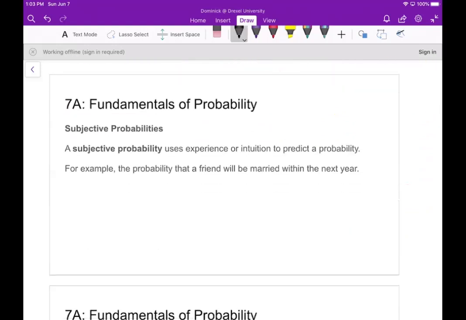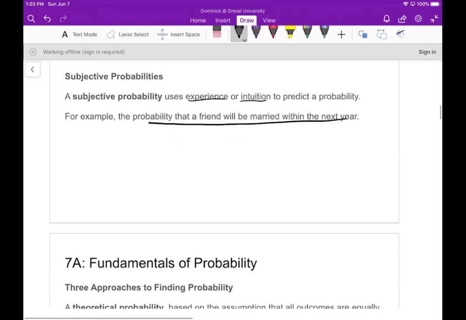Now, the last one is kind of a silly one, but this is what's known as subjective probability. Now, subjective probability uses experience or intuition to predict some kind of probability. So for example, we might say the probability that a friend will be married within the next year. We're not basing it on total number of outcomes or some kind of observed experiment, but it's sort of based on what we think is going to happen. So this is a subjective probability.